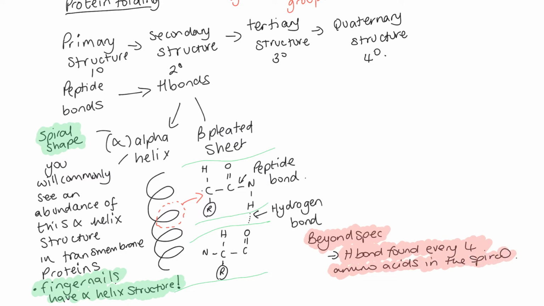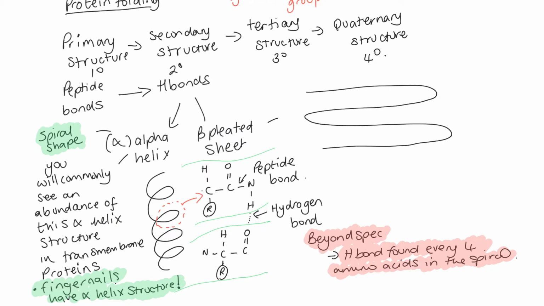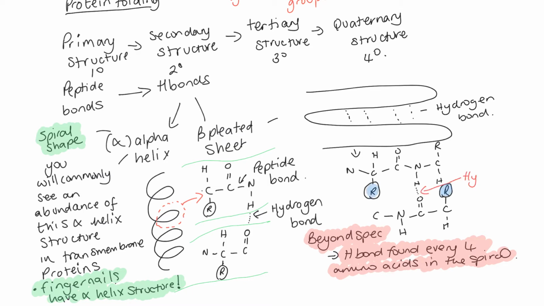Another shape that can form due to hydrogen bonding at the secondary structure is the beta pleated sheet. The beta pleated sheet has a wave-like structure, and the way that the hydrogen bonds are formed allows for more stretching of the polypeptide chain. An example of a protein with a beta pleated sheet would be the protein in feathers. So we've looked at primary structure and secondary structure. Let's now look at tertiary structure.